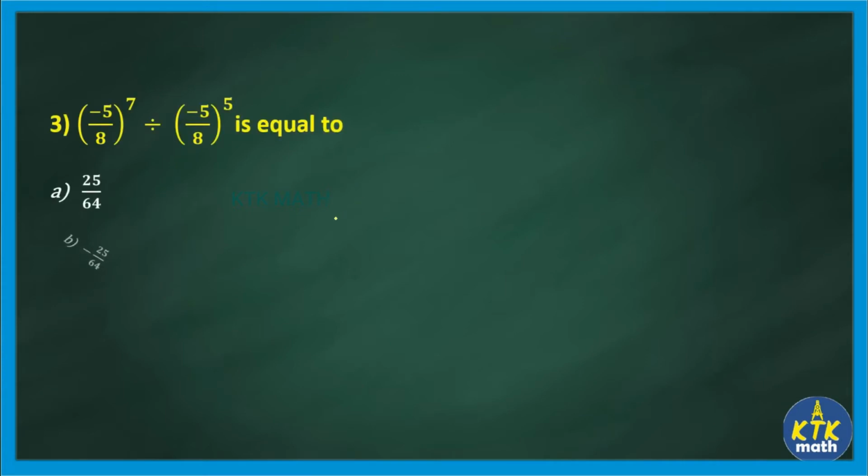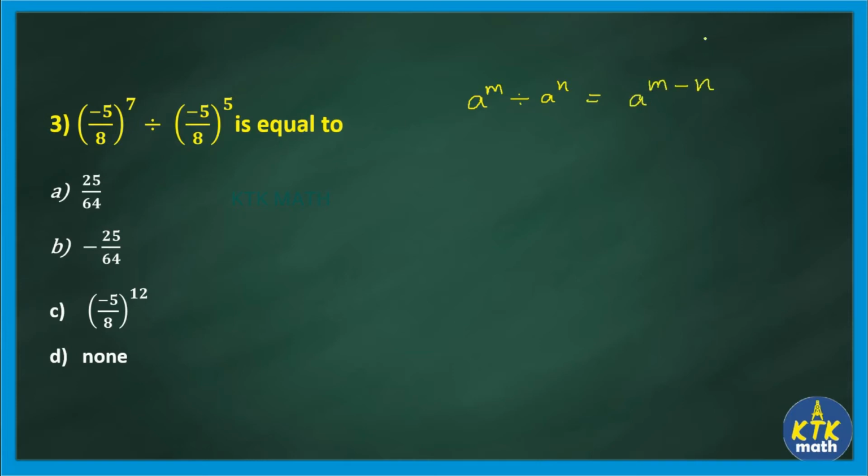Next, question number 3. Here they gave a fractional power. So you have equal base. Here we are going to apply this rule, that is a power m divided by a power n is nothing but a power m minus n. Base is the same, you just check it here.